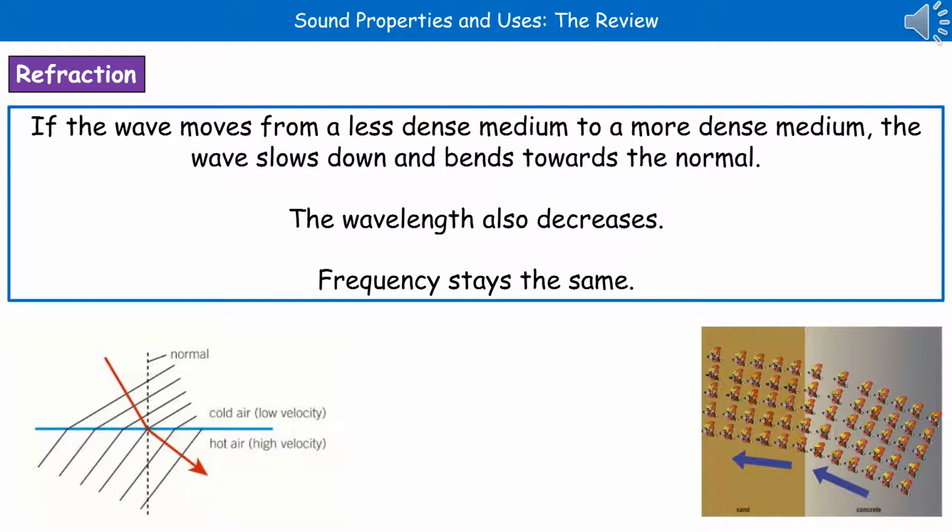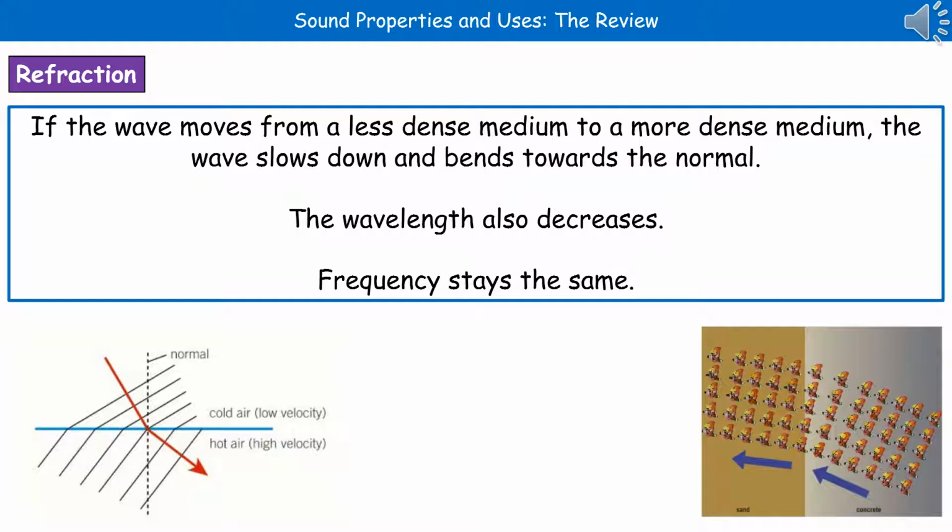Okay. The second thing that's going to happen is the wavelength is going to decrease because we're going into a more dense medium. That means the waves are going to get closer together, therefore decreasing the wavelength. However, the frequency stays the same, because our velocity has decreased and the wavelength has also decreased, so the frequency remains the same.